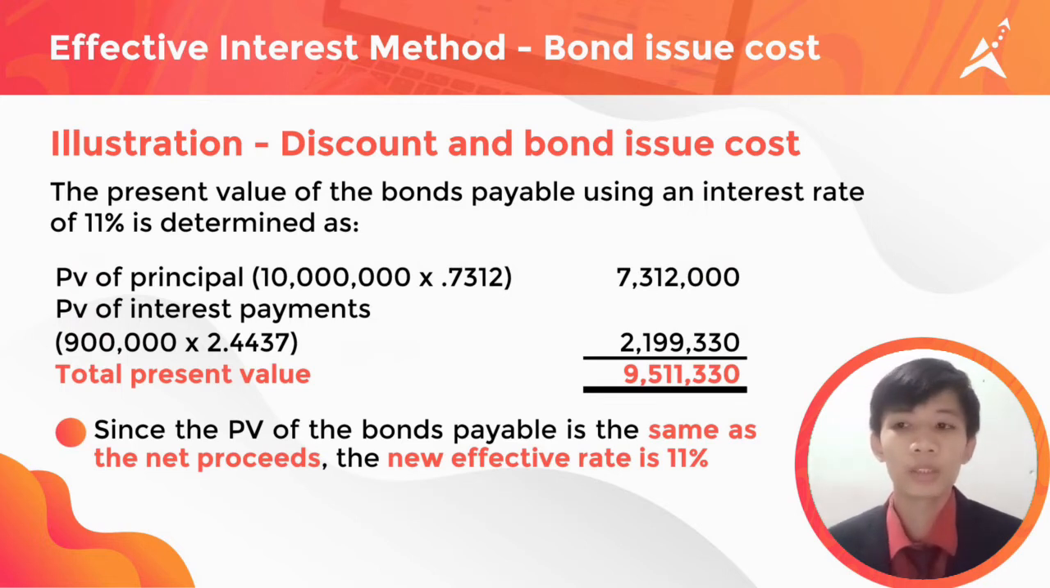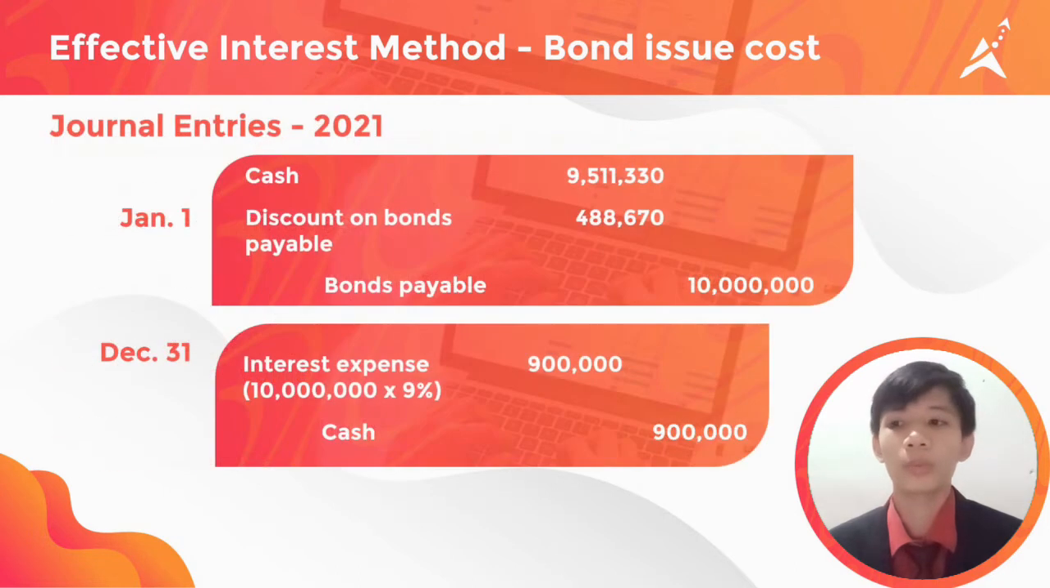So the present value of interest payments is 2,199,330. Adding the two values, we would get the total present value of 9,511,330. Coincidentally, the present value of the bonds payable is equal to the net proceeds, both amounting to 9,511,330. And thus, the new effective rate to be used in this problem is 11%. So, next would be the journal entries for 2021.